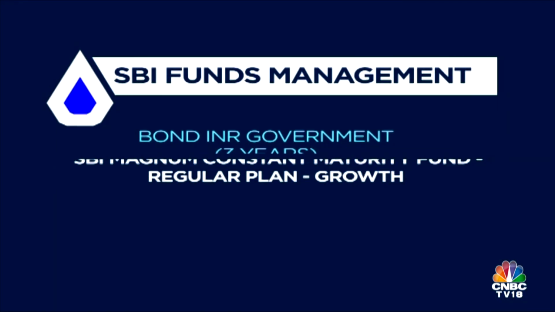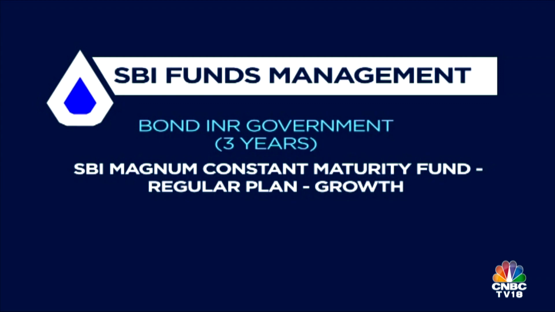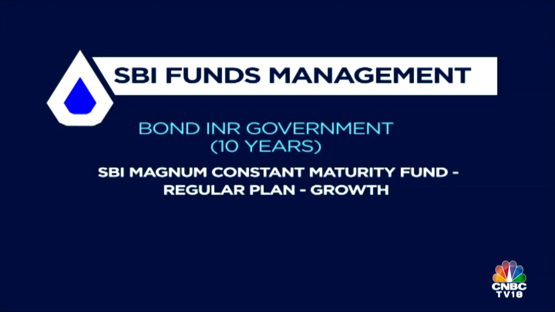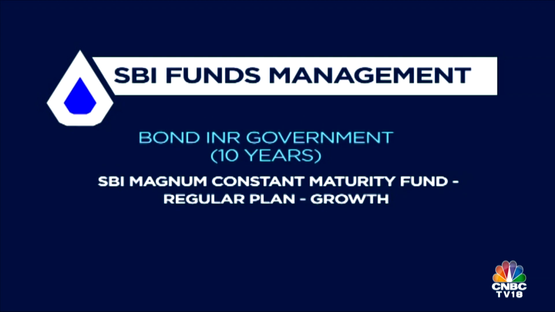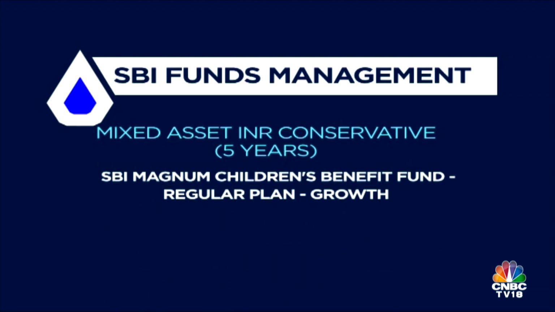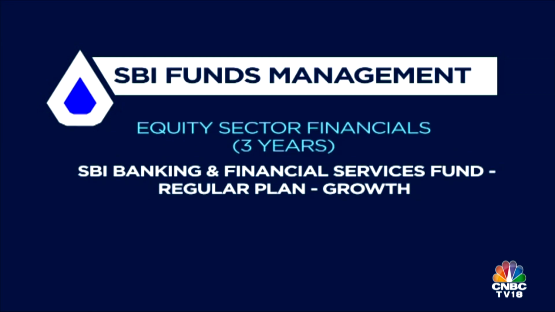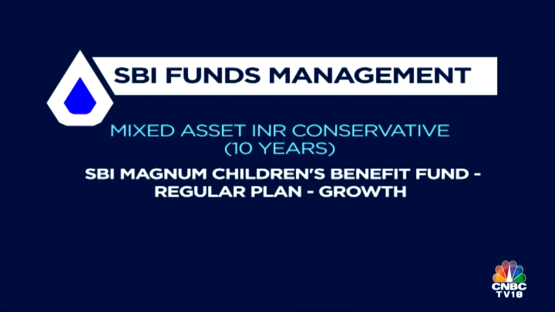The winning funds are SBI Magnum Constant Maturity Fund Regular Plan Growth in the Bond INR Government category as the best performing fund over 3 and 10 years, SBI Banking and Financial Service Fund Regular Plan Growth in the Equity Sector Financials category as best performing fund over 3 years, and SBI Magnum Children's Benefit Fund Regular Plan Growth, which bags the award in the Mixed Asset INR Conservative category as best performing fund over 3, 5 and 10 years.